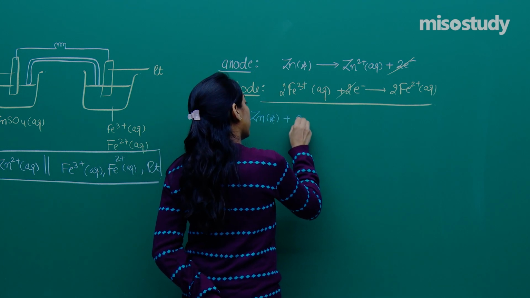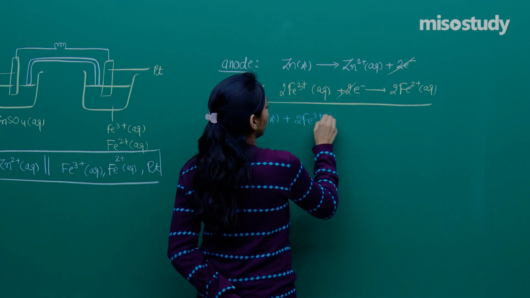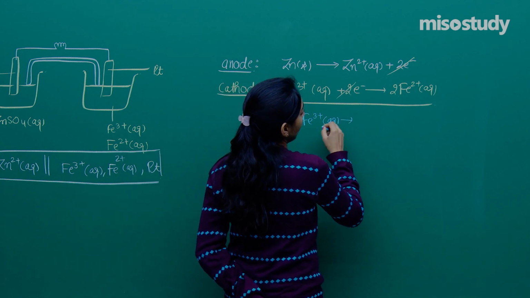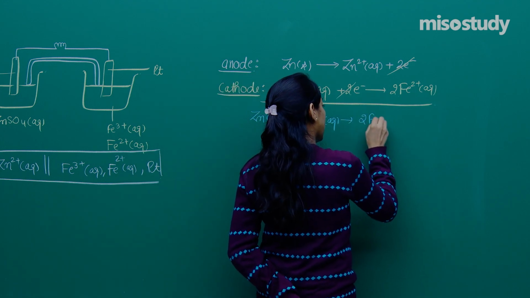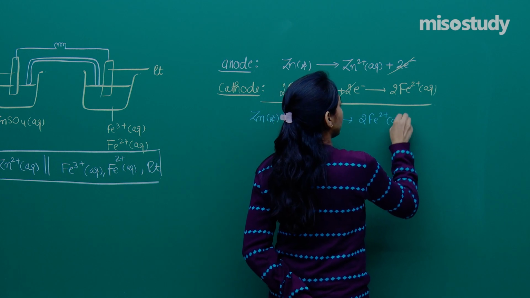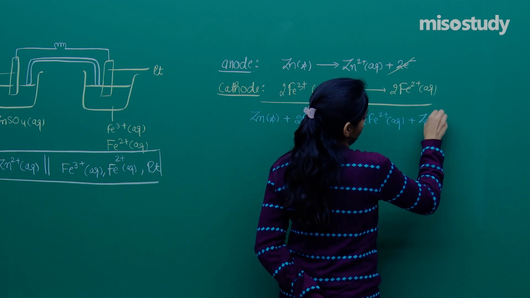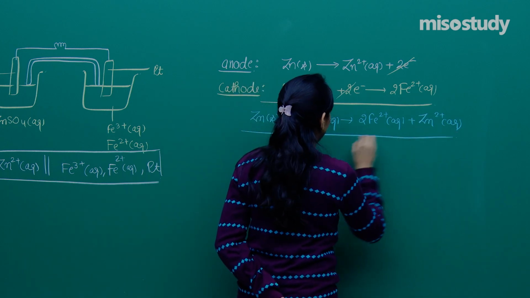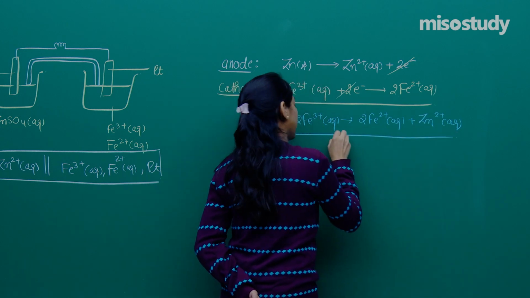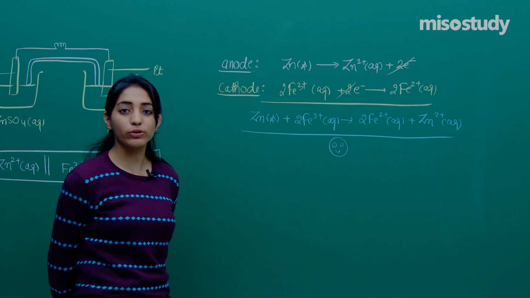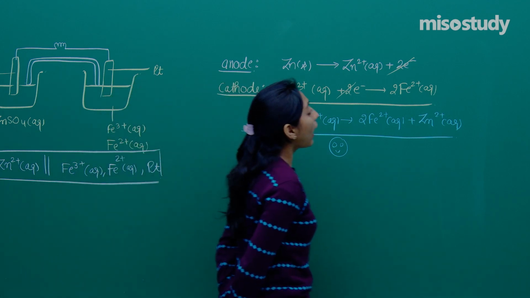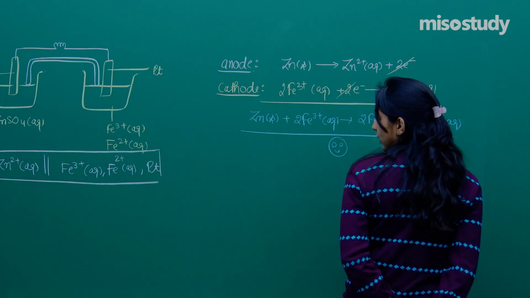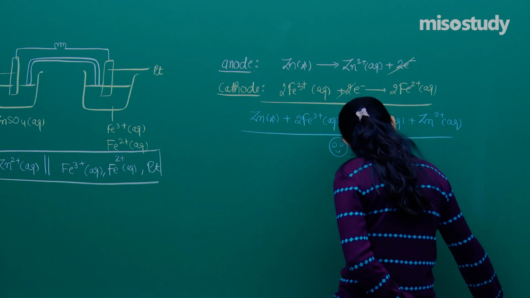Which could be written as Zn solid plus 2 Fe3+ aqueous giving 2 Fe2+ aqueous plus Zn2+ aqueous, right? That was the question that we discussed. And I gave you another question. Let me change it here itself.